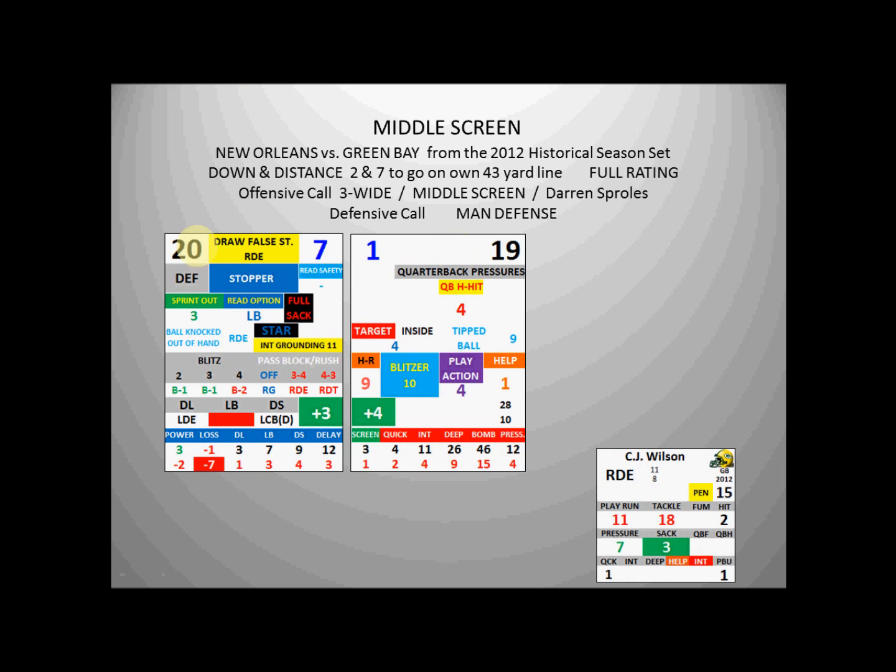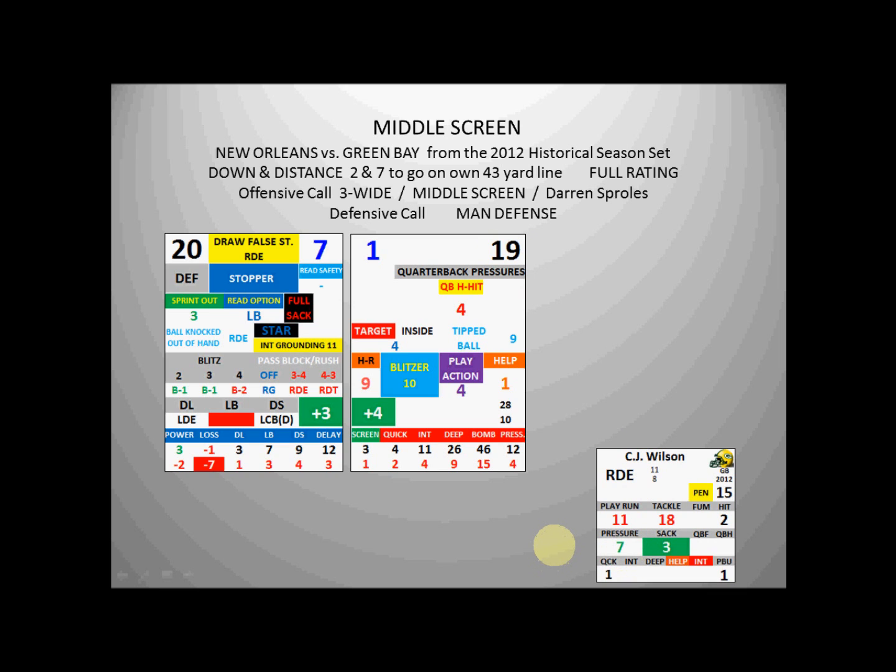This time we see up here that there's a possibility of the right defensive end drawing a false start. Again, every play starts out up here to see if anything happens at the snap of the ball. So we look at C.J. Wilson, since in this case it's New Orleans versus Green Bay, and he's the right defensive end, and we're checking to see if this number is within his pressure rating. The higher the pressure rating, the better.